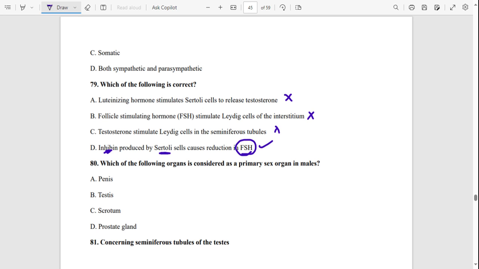Which of the following organs is considered as a primary sex organ in males? Now, in males, the primary sex organ is the testis. In a female, the primary sex organ is going to be the ovary.